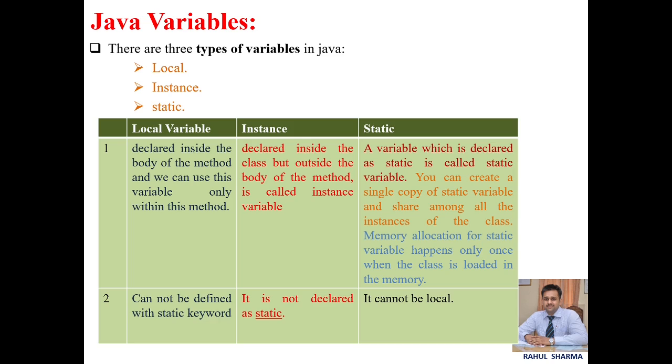We can create a single copy of the static variable and share it among all the instances of the class. Memory allocation for a static variable happens only once when the class is loaded in the memory basically. Now the second difference is that we cannot define a local variable or instance variable with the help of the static keyword. We cannot use static to declare local and instance variables, and a static variable cannot be local. So these are the differences between these three variables.